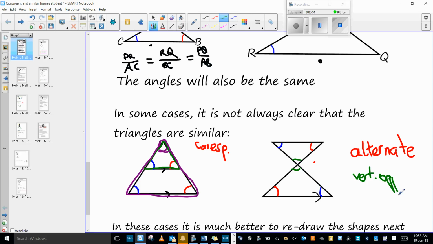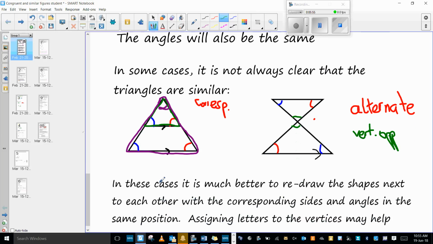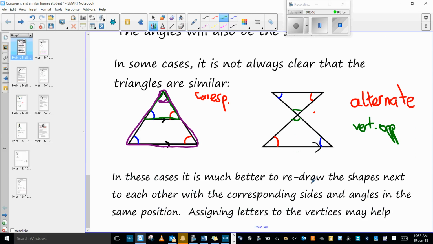As I've said here, in these cases it's often much better to redraw the shapes next to each other. So what I would do is redraw my two triangles and fill in my information. I would redraw my triangles next to each other and make sure that I've got the corresponding angles in the same orientation. And when we do some examples, I'll show you what I mean by that.